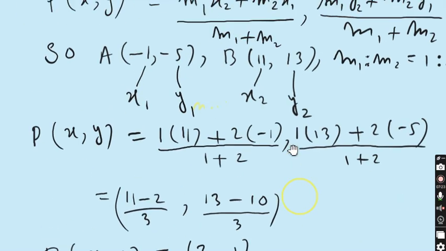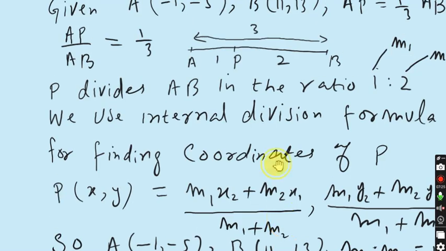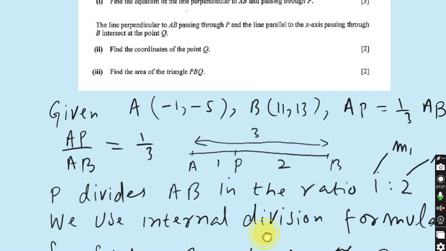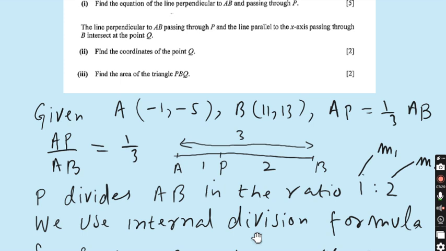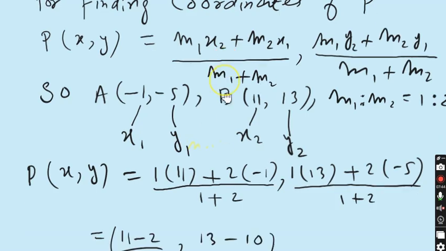Now let's have a look at an easy part of this question, that is, find the coordinates of Q. But see the situation: the line perpendicular to AB passing through P and the line parallel to the x-axis passing through B intersect at the point Q. Find the coordinates of Q. Very easy.